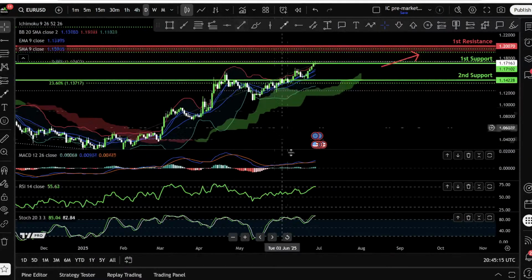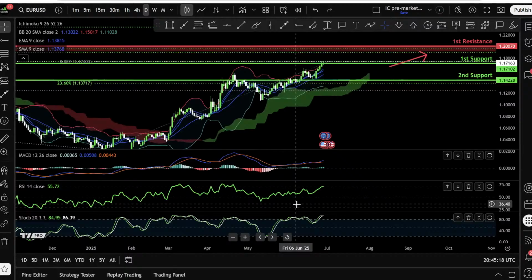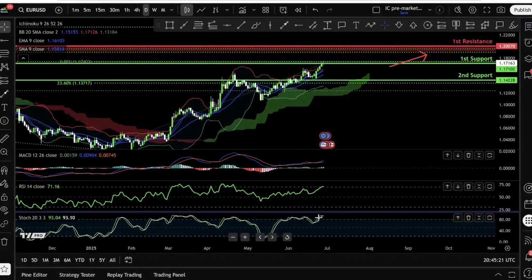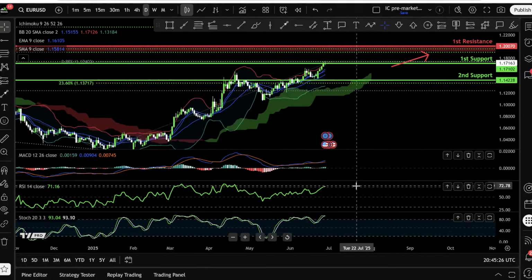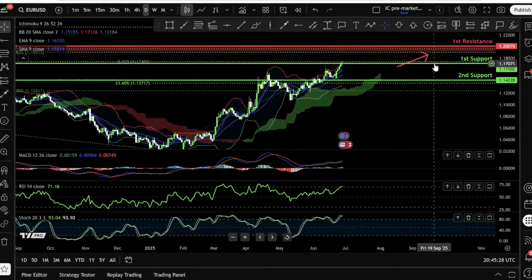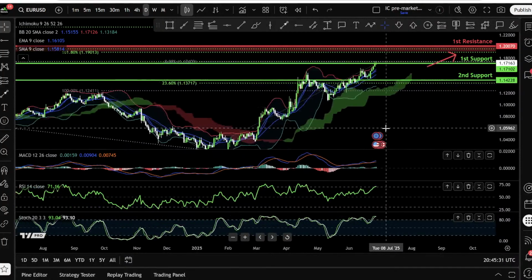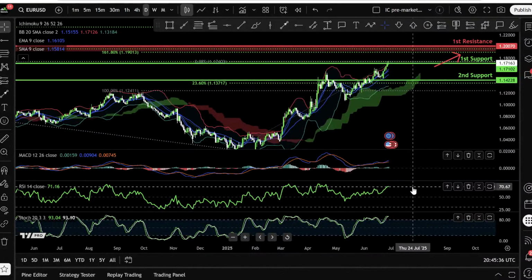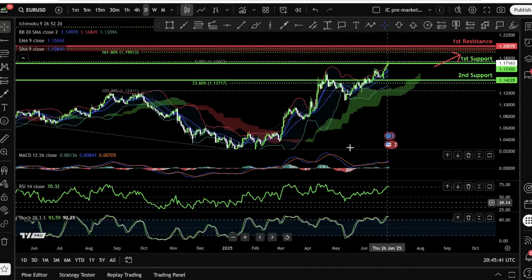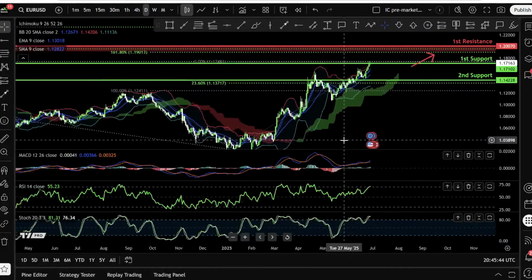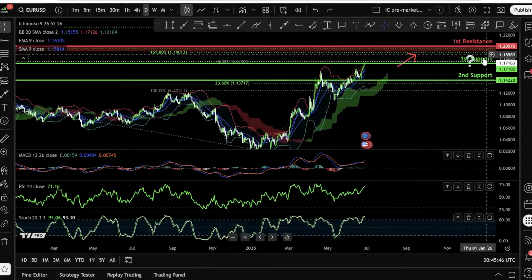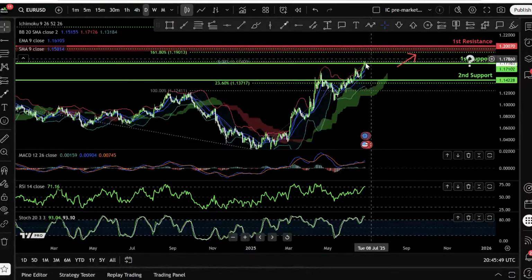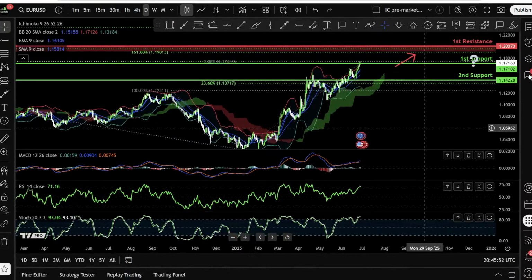Okay, and then with our stochastic and RSI, you can see they are moving upwards, but they are both giving us kind of an overbought signal because it's moving over the 70 and 80 levels. So just be careful at this first support level here. You might see a little bit of a rebound.